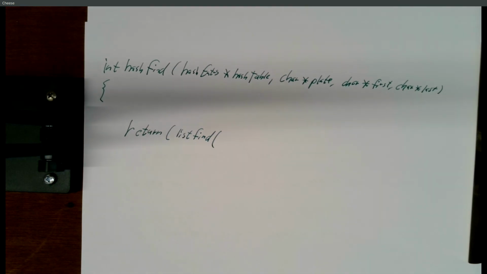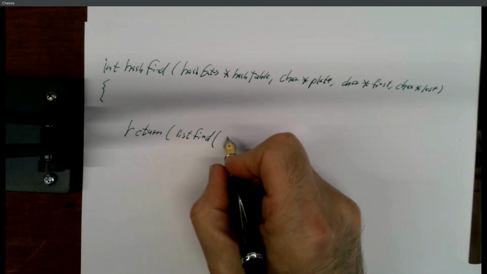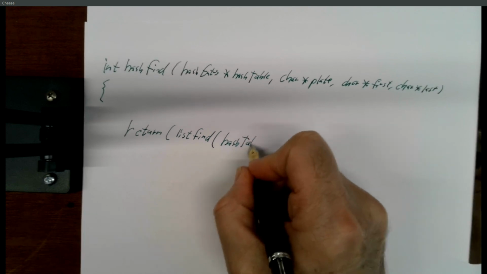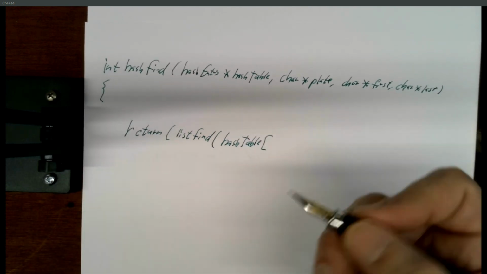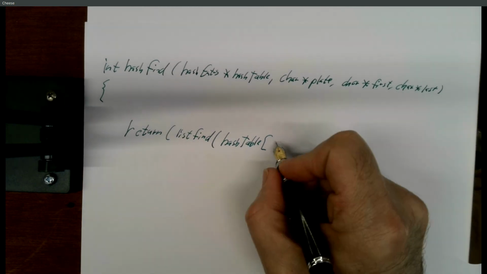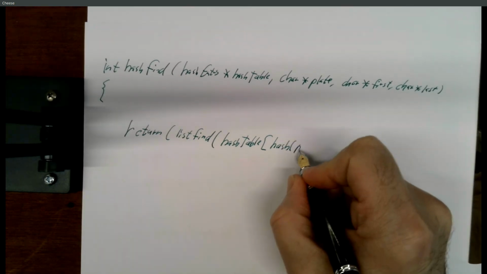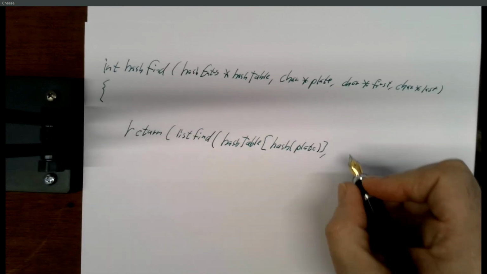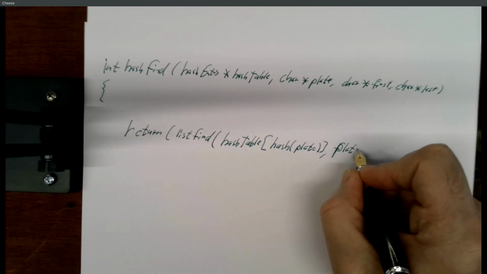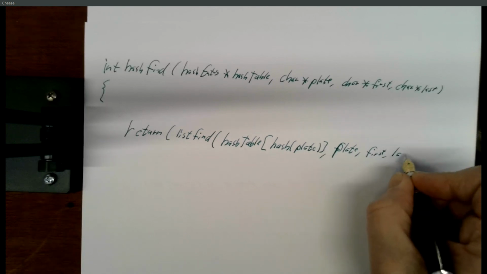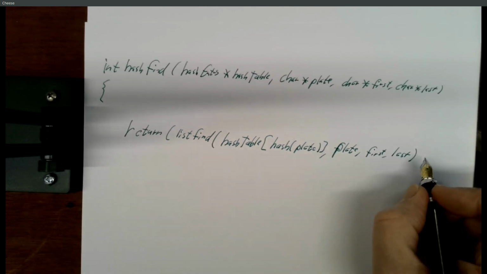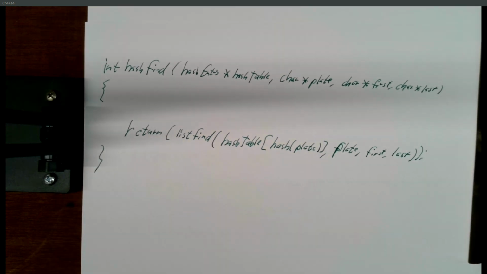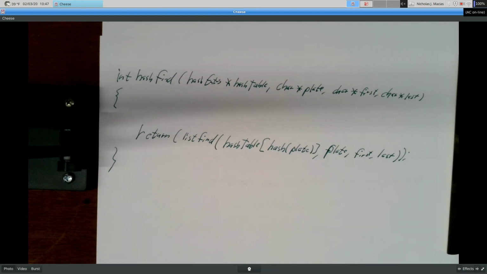So call list find, what do we want to pass? The address of a sentinel node, that's just hash table bracket. Well, where do we find our sentinel node in the hash table? Whatever our hash function returns when we hash the plate. And then pass it plate, first and last. Now you don't have to write it like this, right? Put it in steps, use temporary variables, put in comments, make sure you understand what's happening. But functionally, this is all that your hash find has to do.